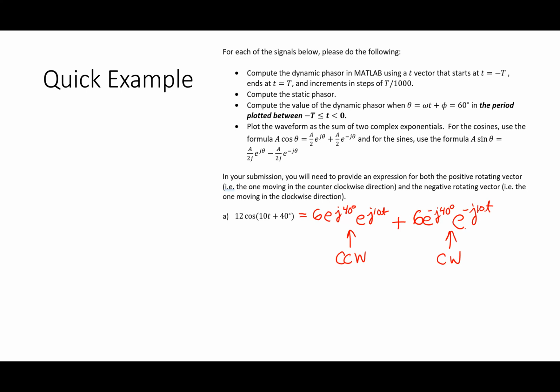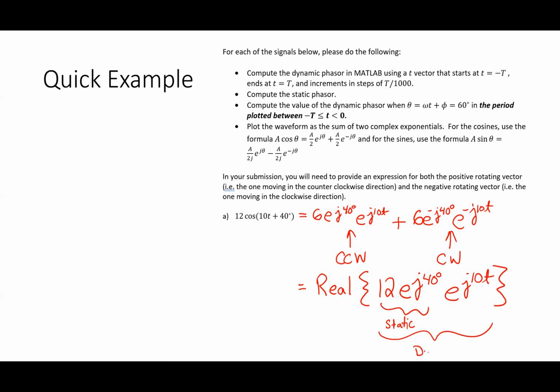All right. Now, when I look at this, I also said this is the real part of my dynamic phasor. What's the dynamic phasor that goes with that? 12 e to the what? J40 e to the J10t. And this part we called the static phasor, which is really what you're going to use primarily. And this part is my dynamic, like that. All right, that's the whole thing.